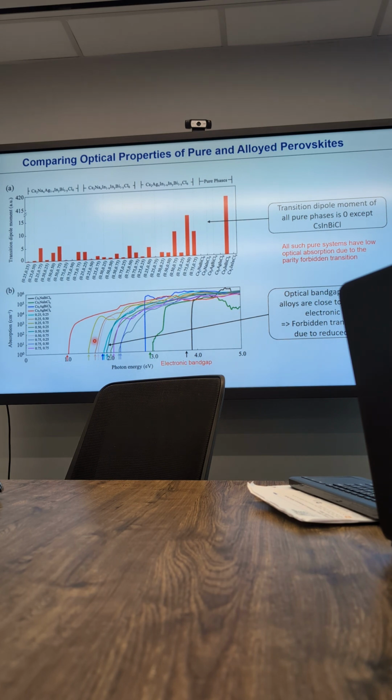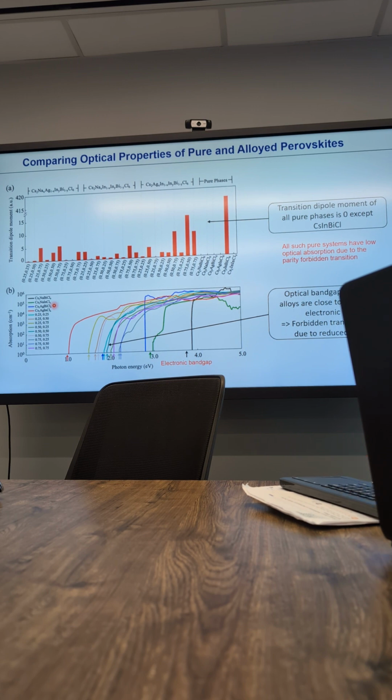The red one is the sodium indium? No, the red one is silver indium. It does not have anything. Oh, I get what you're saying. So it might not have. That doesn't have anything to do with the arrows. But this is actually crazy. Yeah, the arrows are the electronic band gap.